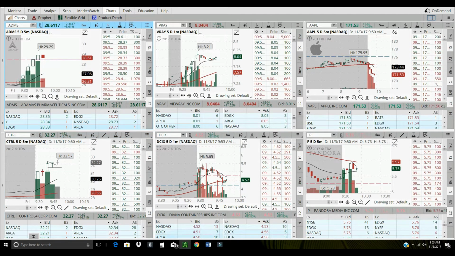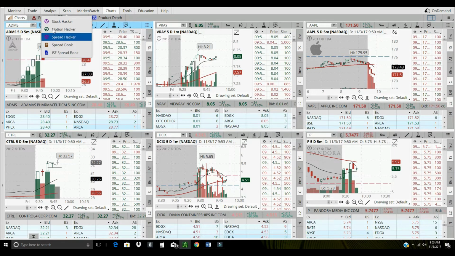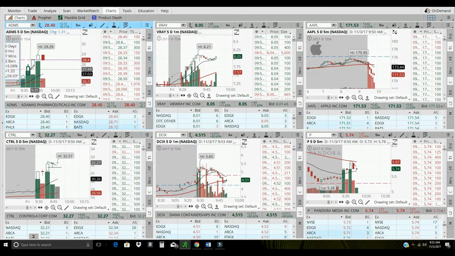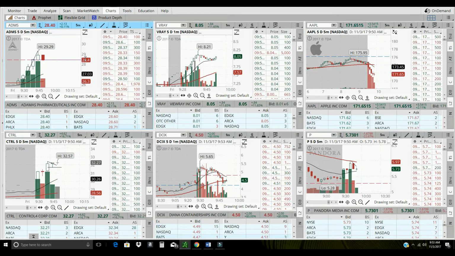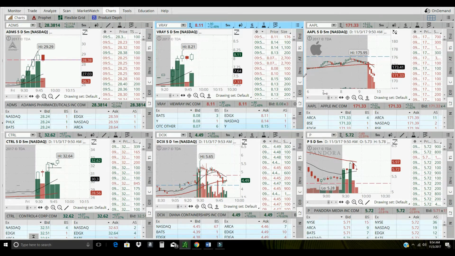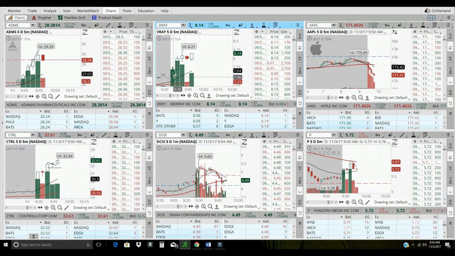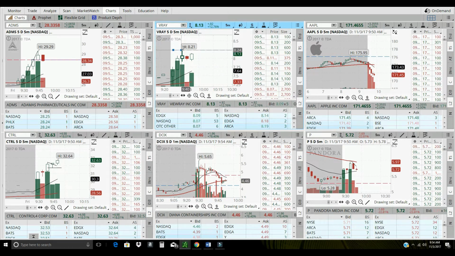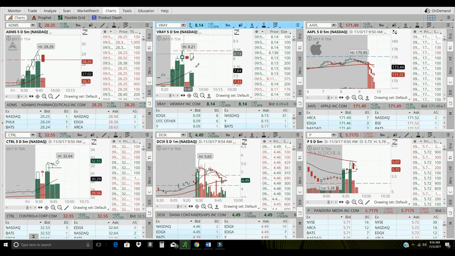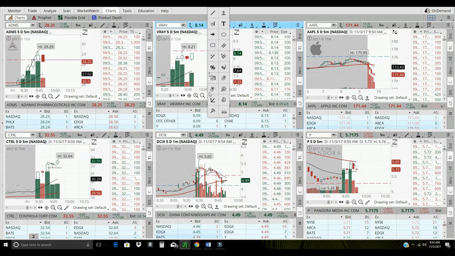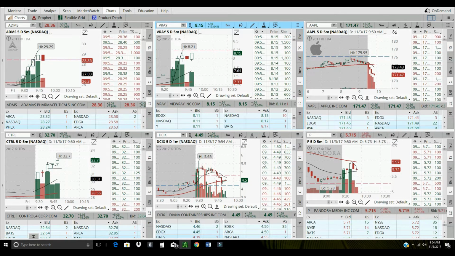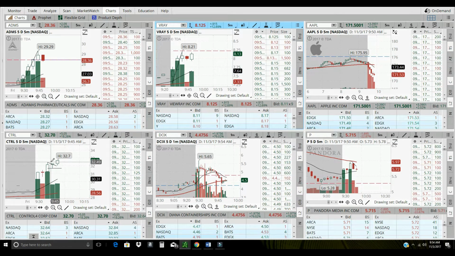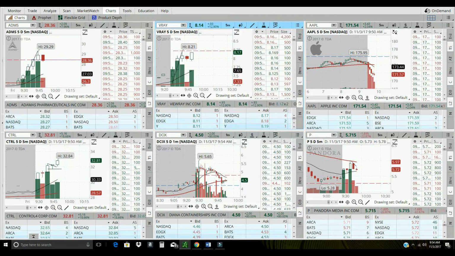So we already got the pole, which is this right here. Now we need just the actual flag. So it's the same setup right here on VRAY. We got the pole. We just need the flag. So I'm gonna go long VRAY, still long CTRL, sitting at 32.70.